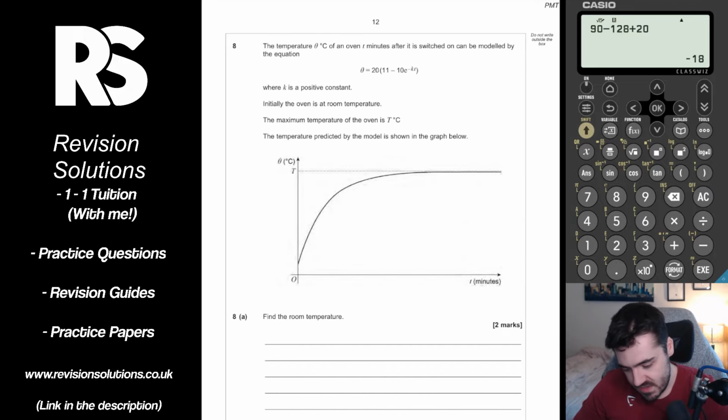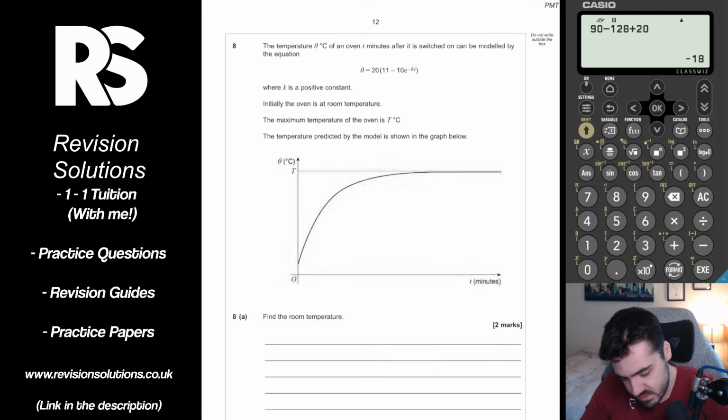Moving on to question 8. It says the temperature theta degrees centigrade of an oven T minutes after it is switched on can be modeled by the following exponential equation. K is a positive constant. Initially, the oven is at room temperature. The maximum temperature of the oven is T degrees centigrade. The temperature predicted by the model is shown by the graph.